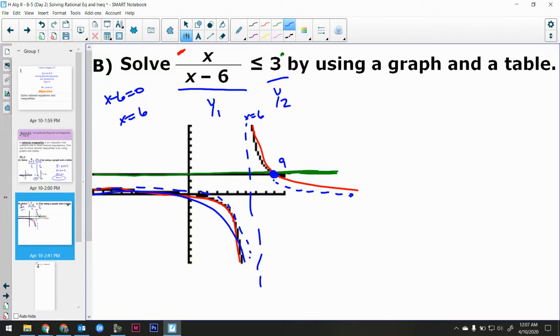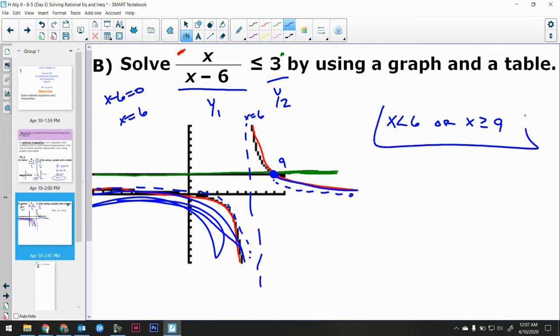Can it be 6? No. Okay, it cannot be 6. Even though this is an or equal to symbol, it cannot be 6 because it's an asymptote. It never reaches it at 6. It's only up to 6, getting closer and closer and closer to 6. So my solutions are x is less than 6 or x is greater than or equal to 9.